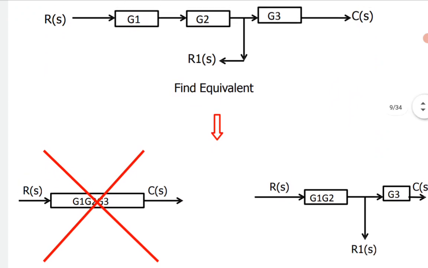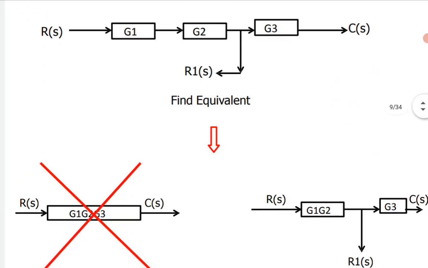If I look at this diagram on the left hand side, can I club all these blocks at a time based on the previous principle? That means I make R of S first, obviously that is my input, and I club G1, G2, G3, then I generate C of S. No, it is totally wrong.